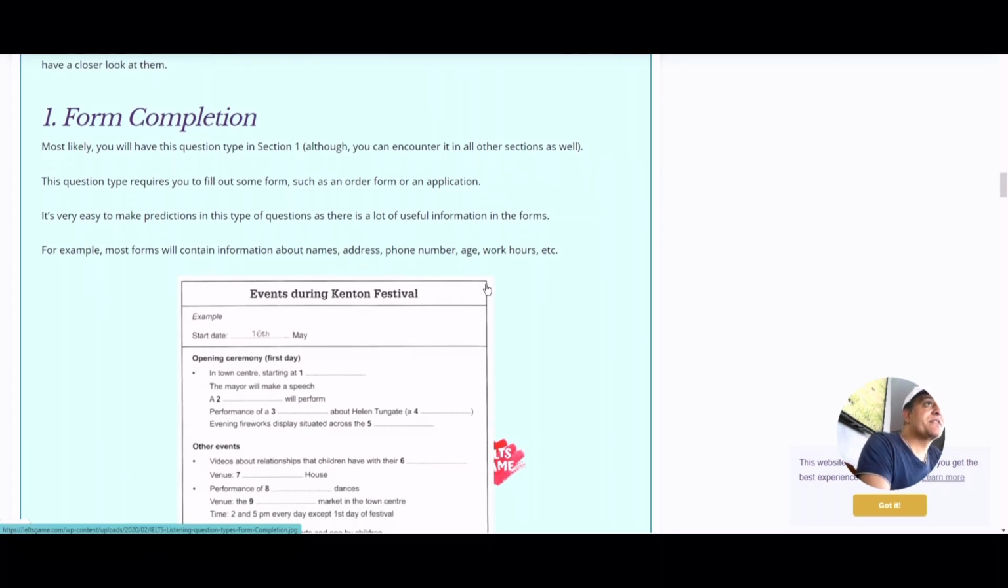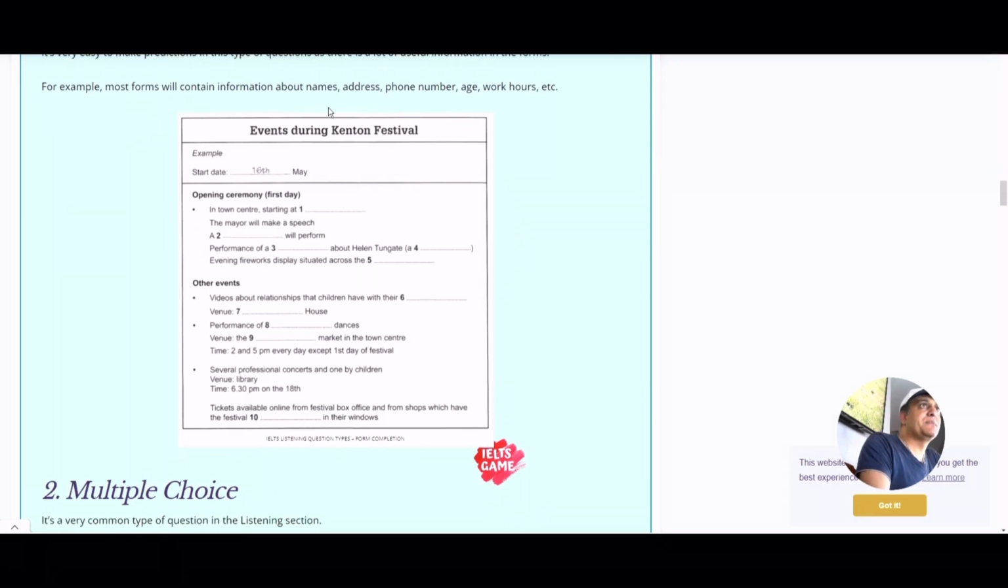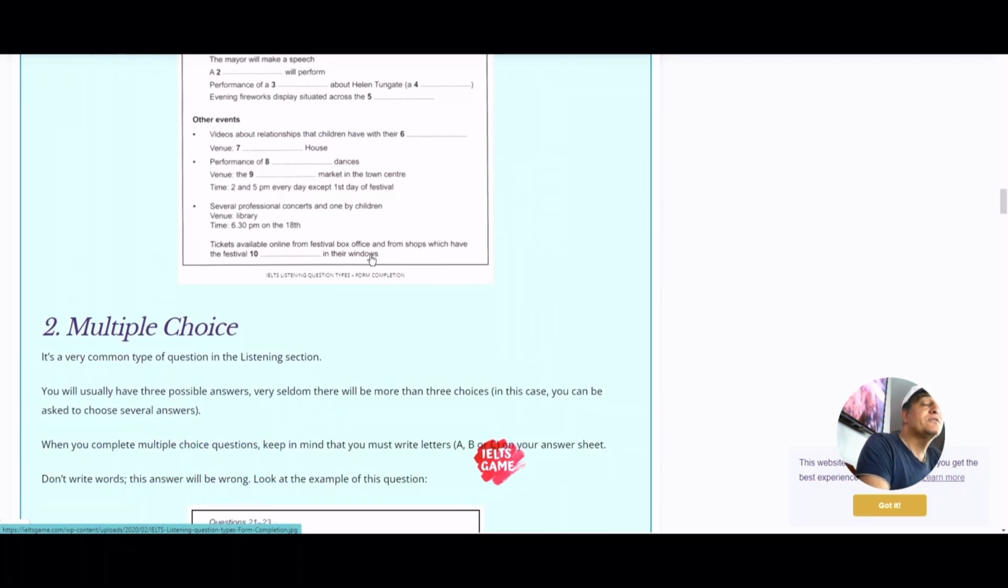Form completion is another type of question. They give you a form. For example, this event during the Kenton Festival is in the town center, starting at a given time. There is an important number. You have to focus when you listen to this kind of detail: the number, the address, anything unique you have to know, the date. Be careful when you listen.